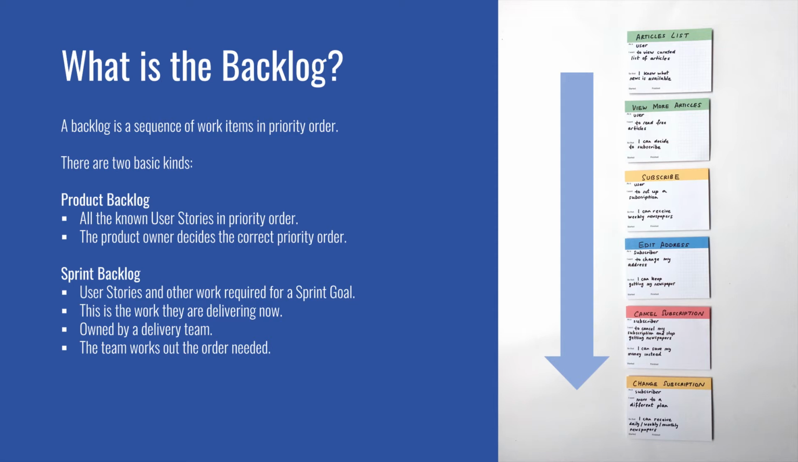The sprint backlog is the work required to achieve a sprint goal. It sometimes includes items that are not user stories, but which otherwise contribute to the goals of the sprint. This backlog is owned by a delivery team because it is the work they are collaborating to deliver right now.